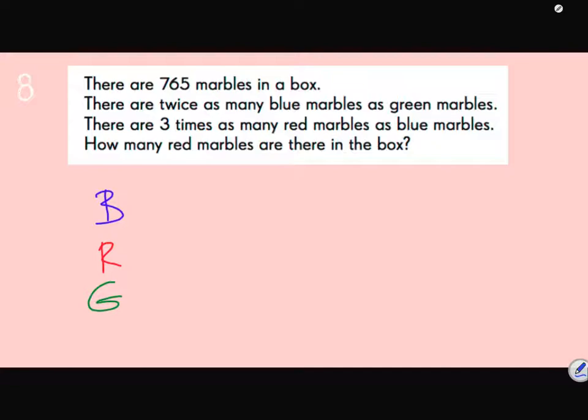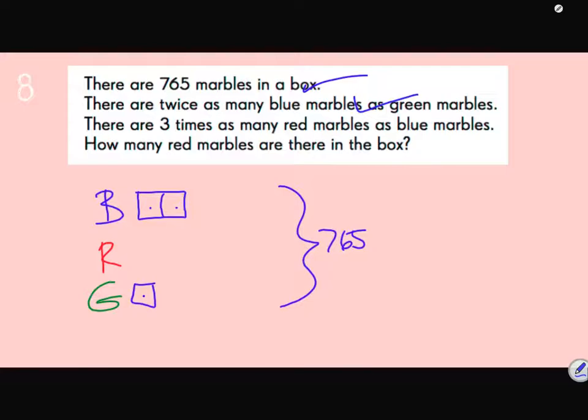Now, I do know altogether, because I'm reading my text in order here, there's 765 marbles in a box. Okay. Now, there's twice as many blue as green.